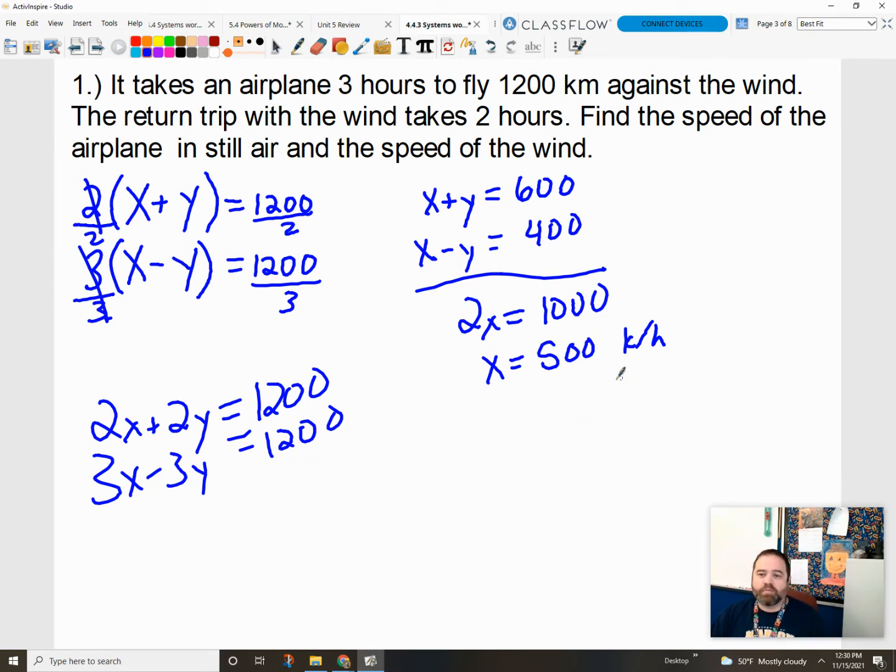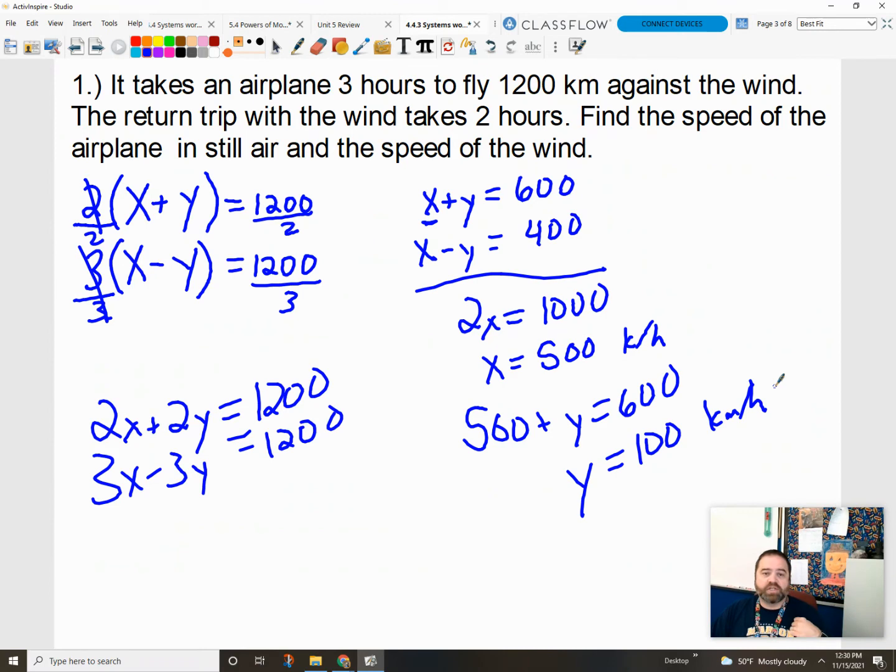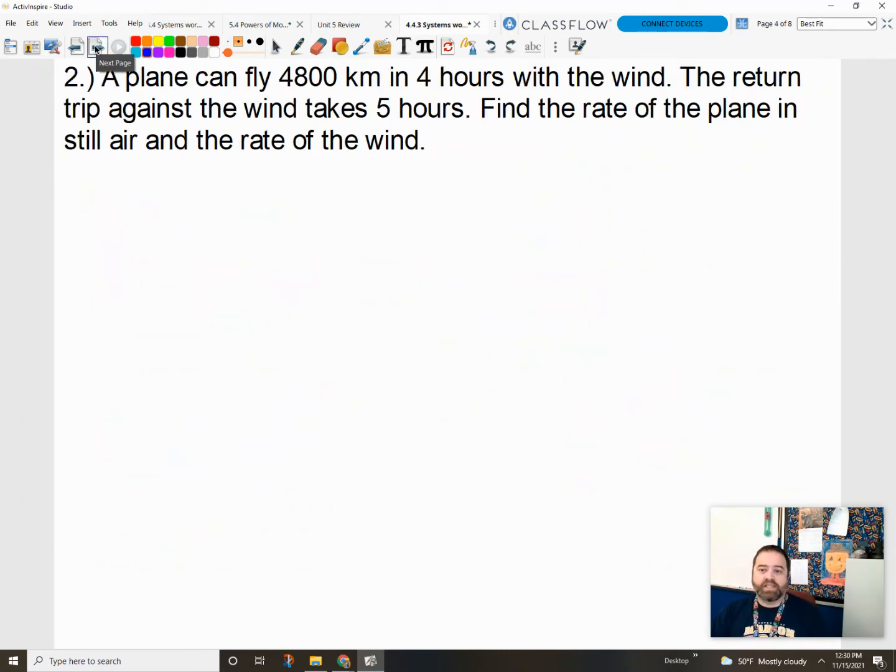So I found the speed of the plane. To go back and get the speed of the air, I'm going to take that 500 and put it right here. So 500 plus y equals 600. And you probably don't have to actually do this out on paper. You can do that in your head, I'm sure. So 100 kilometers an hour for the wind. All right, these don't change. This is it. So I've got with and against the wind.